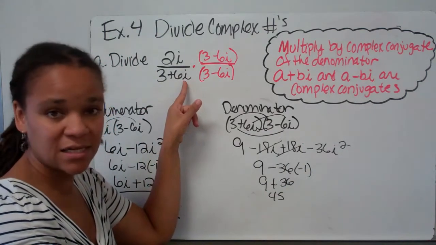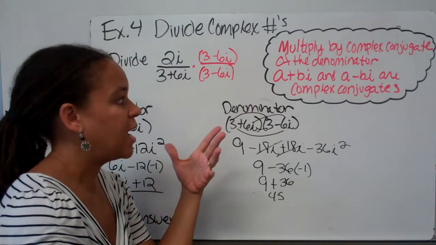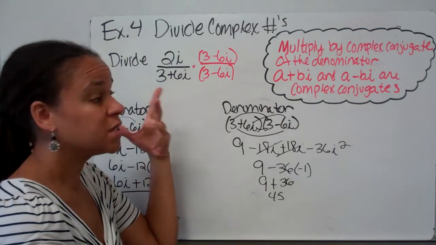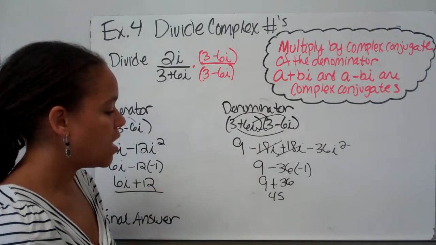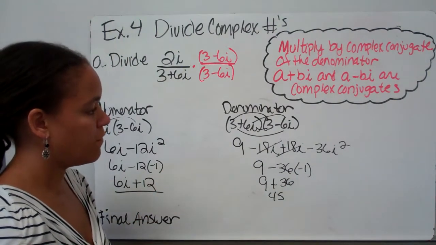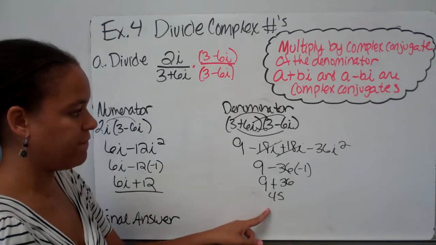So the main reason why we even did this, let's take a step back. If there's an i in the denominator, that means there's a radical, because remember, i is the square root of negative 1. And this is not in simplest form if there's a radical in the denominator. So this is why we need to get rid of that. The way we're going to write our final answer, let's put the numerator over the denominator. So we have 6i plus 12 over 45.